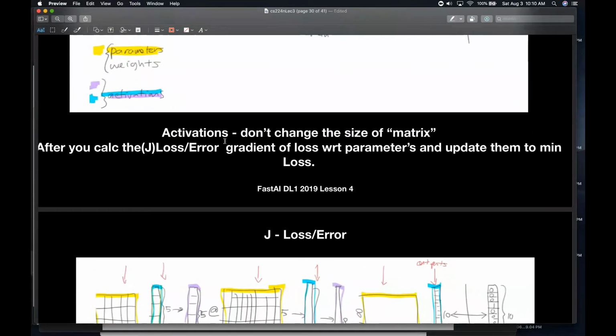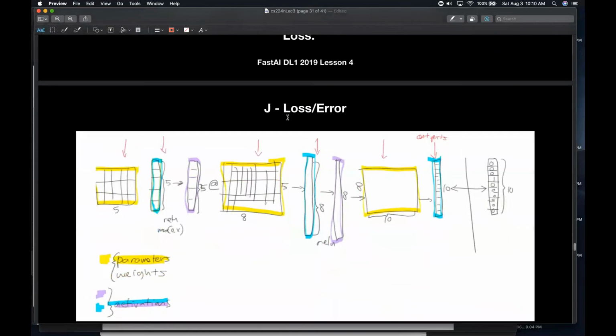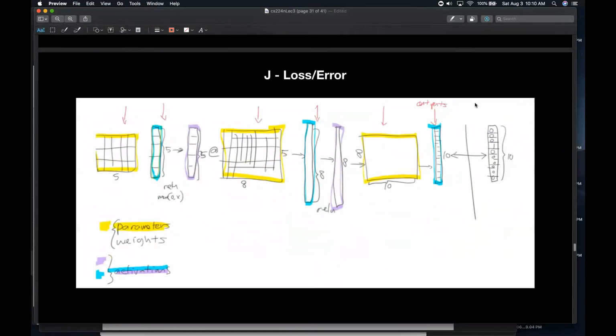So activations don't change the size of the matrices. You calculate this loss, error, J, all these similar terms here, and you're doing the gradient of the loss with respect to your parameters so that you can update them to minimize your loss on the next iteration. So this J, loss or error, is what we spoke about on this side of the slide. You just take a difference; there are a bunch of other loss functions that we can discuss.